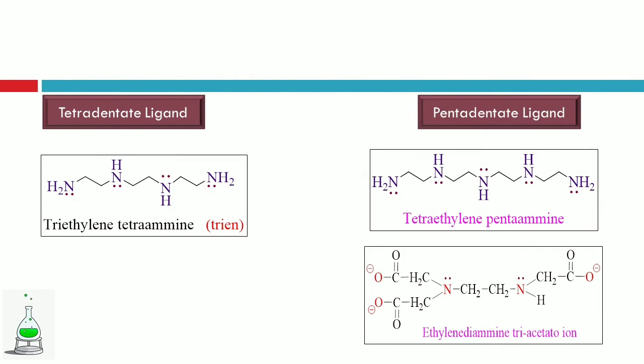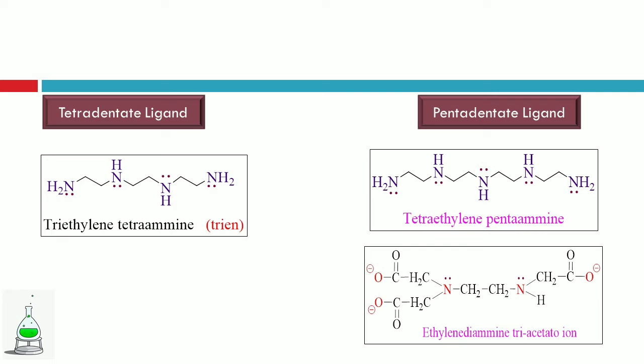Next we'll see tetradentate and pentadentate ligands. Tetradentate ligands have 4 donor sites and pentadentate ligands have 5 donor sites, meaning they can form 5 coordinate bonds with the central metal atom. An example of a tetradentate ligand is triethylene tetramine. All the 4 amine groups are separated by 3 ethylene groups, so simply it is trien.